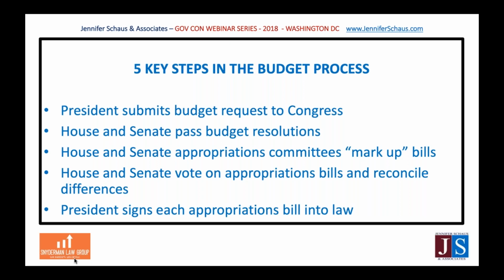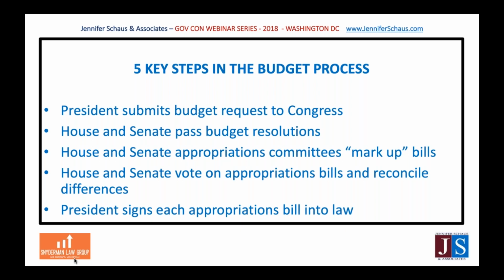So there's really 5 key steps in the budget process, and mind you, this is the process as it is supposed to work, and we'll talk a little bit about how it actually works. The President submits the budget request to Congress. The House and the Senate pass budget resolutions.